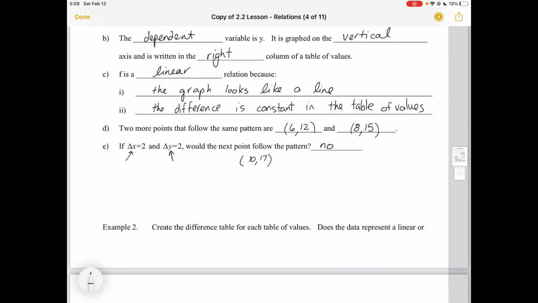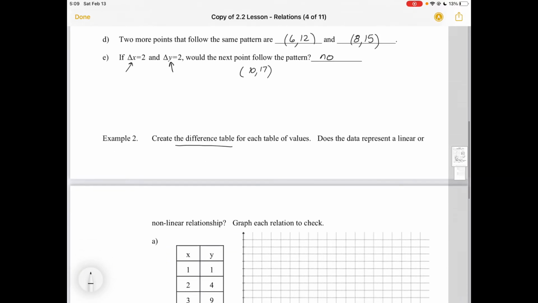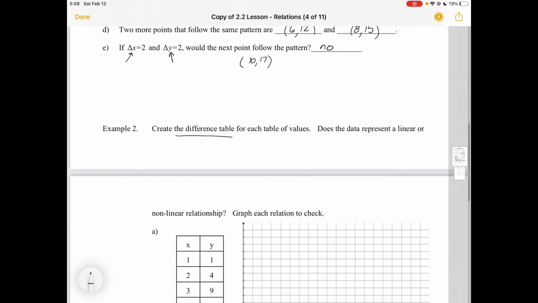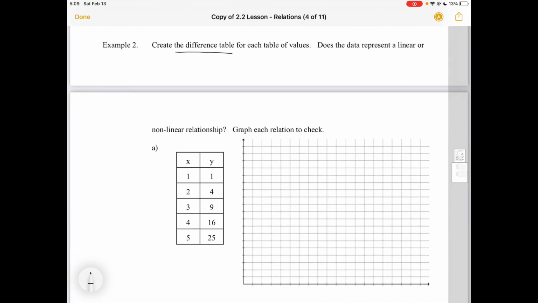We want to be able to tell if a relation is linear without having to graph it all the time. In order to do that, we can create the difference table for each table of values. And from that, we can decide if the data represents a linear or nonlinear relationship. So when we're looking for the difference table, we are looking for what x goes up by. In this case, it's going up by 1 each time. And we say that our change in x is equal to 1.